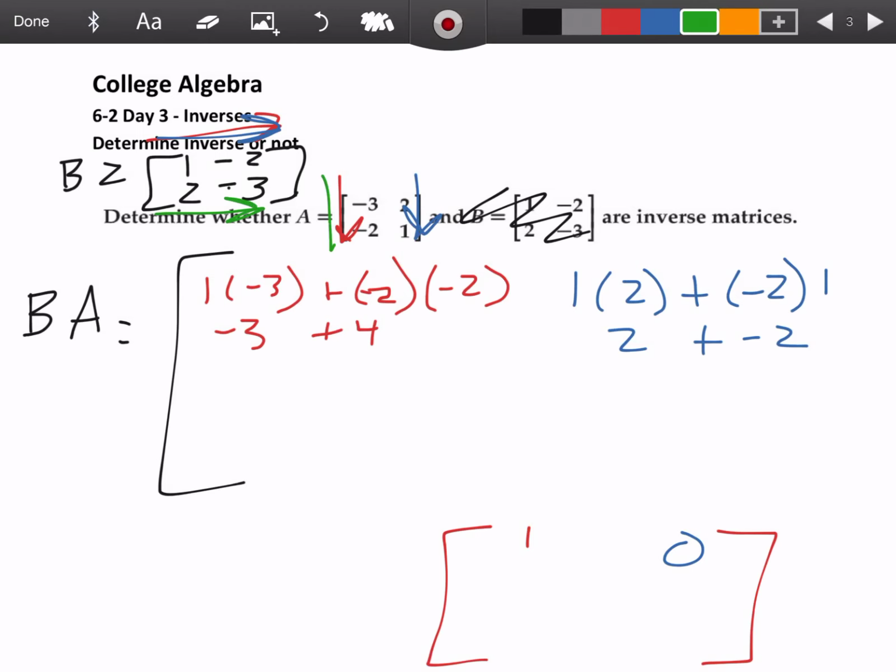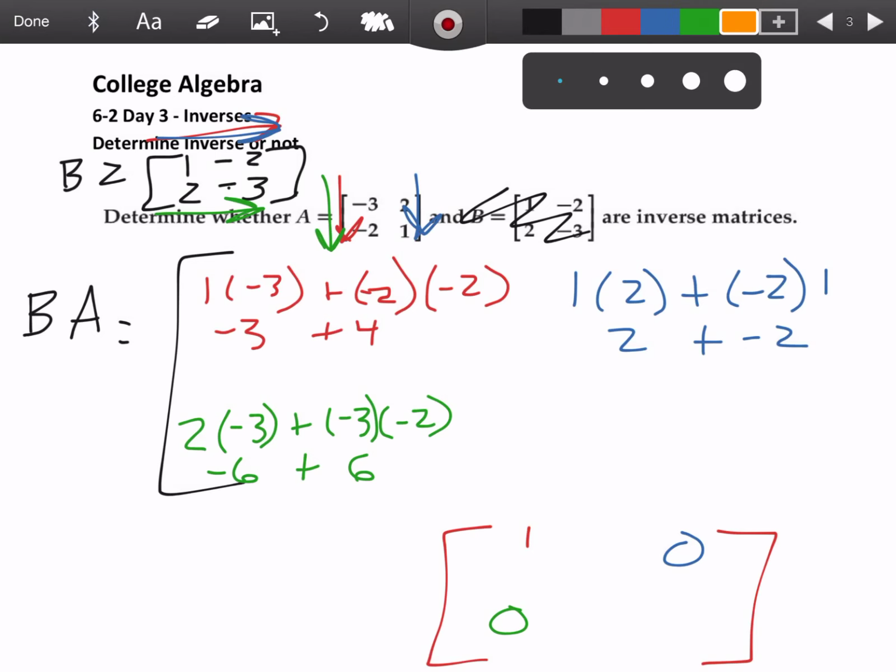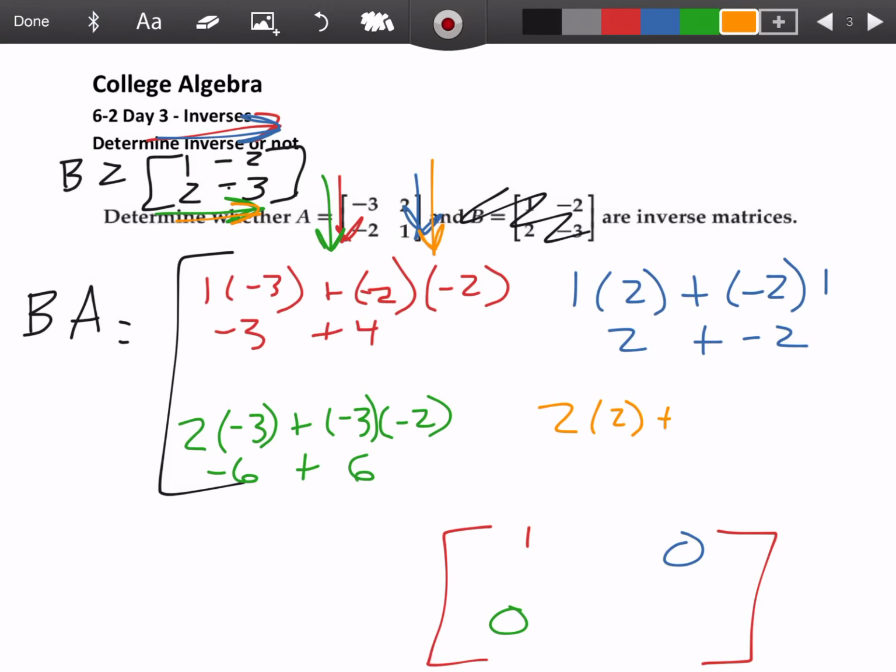Going to go across the bottom here, down the first column. So this would be 2 times negative 3 plus negative 3 times negative 2. So that would be a negative 6 plus 6, and that would be 0. And then the last one, we're going to go across the bottom, and then down the last column. So this would be 2 times 2 plus negative 3 times 1. So that would be 4 plus a negative 1, and sure enough, that would be a 1, which means that our B times A is an inverse.